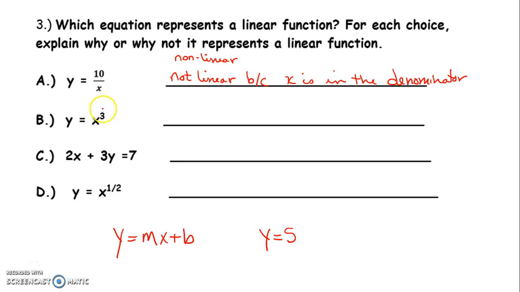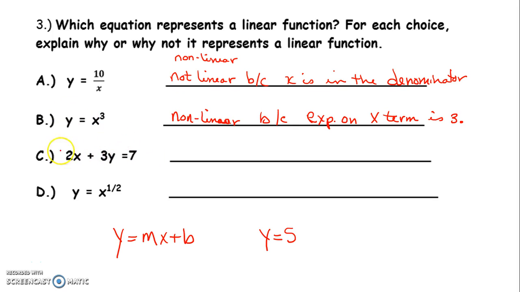So an exponent of 3 doesn't work. This is cubic, so this is nonlinear, or not linear, because the exponent on the x term is 3, while the exponent on the y term is still just 1.